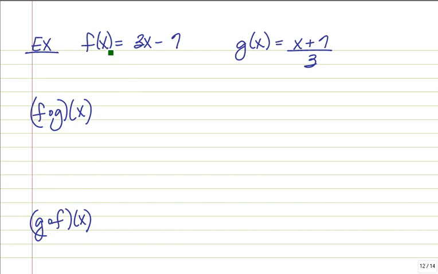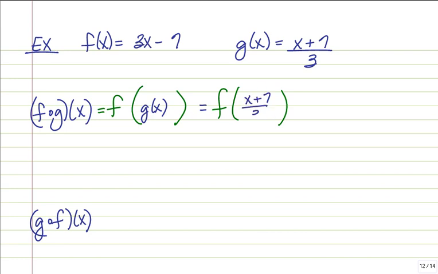Here's another example. F of x equals 3x minus 7, and g of x is equal to x plus 7 over 3. So in this case, what are we doing? That's saying to do f of g of x, which is x plus 7 over 3. Well, don't worry about what's inside here. Think about the function f. What is it defined to do? The function f is to do 3 times something minus 7.